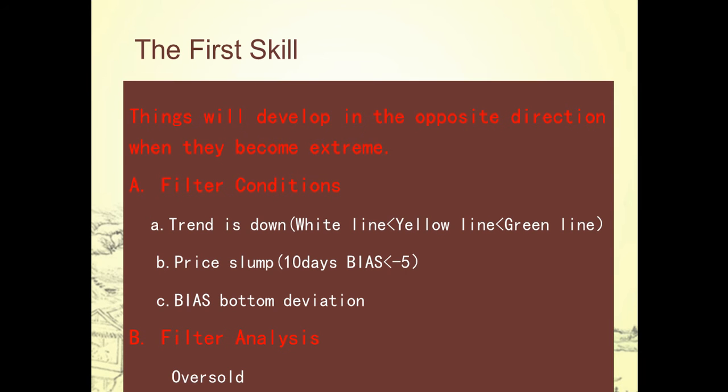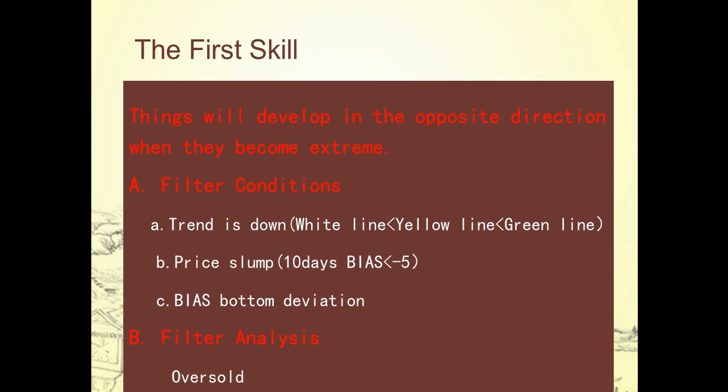So let's see the first skier. The skiers, not the first one. This is the skiers. Things will develop in the opposite direction when they become extreme, like the oversold. The filter condition: trend is down, the white line less than yellow line less than green line. Price slump, maybe 10 days BIAS minus less than -5. BIAS bottom deviation. This is the method for catching oversold. Later I will show you how to catch the buy point in the uptrend. This is only for oversold.